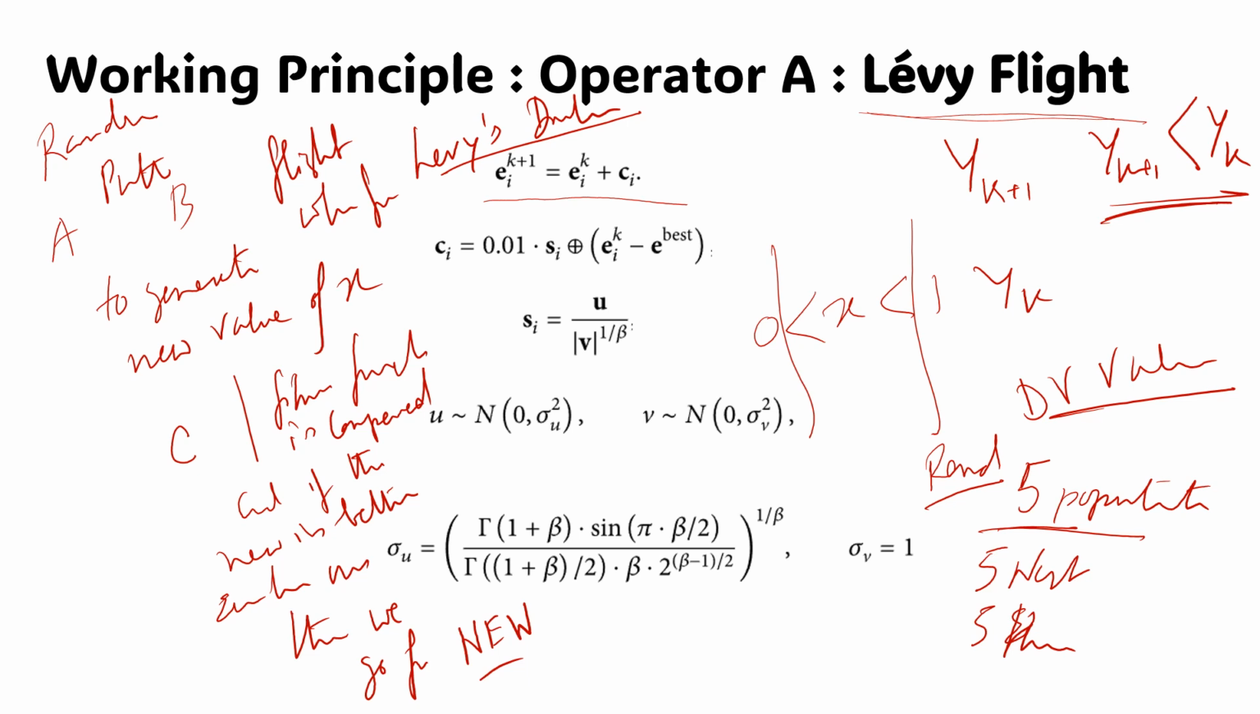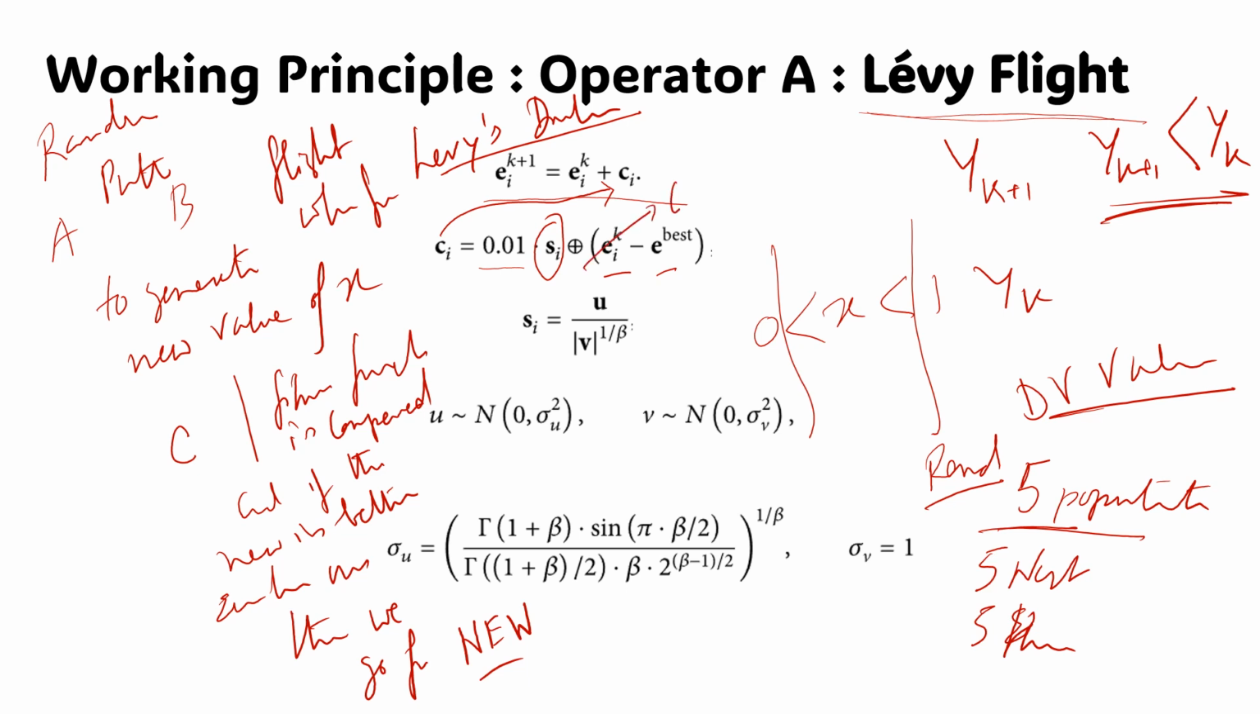What is the new location? New location is equal to old location plus C subscript I. Now what is C subscript I? It is 0.01 times S_I, this multiplication, and the bracket E_I minus E best. So basically this C_I is this one. In the case of C_I, 0.01 is given, the unknown is S_I, and this. So this can be done easily.